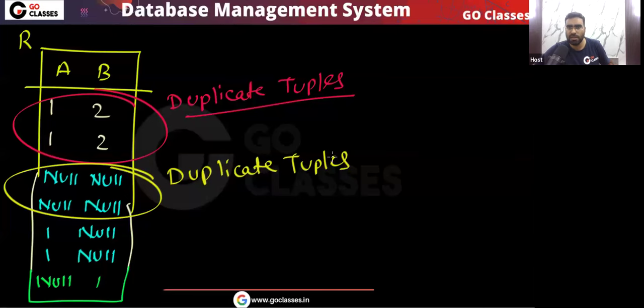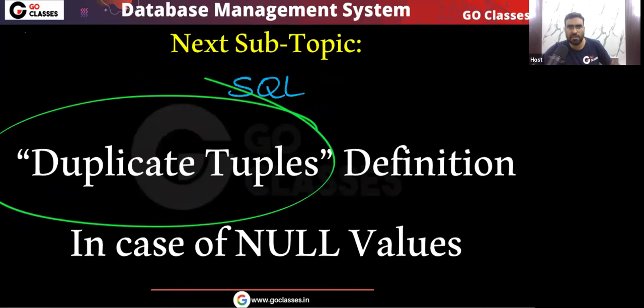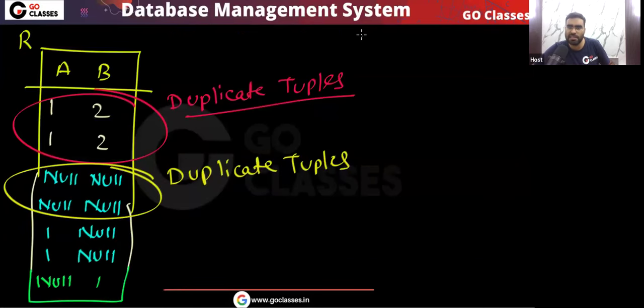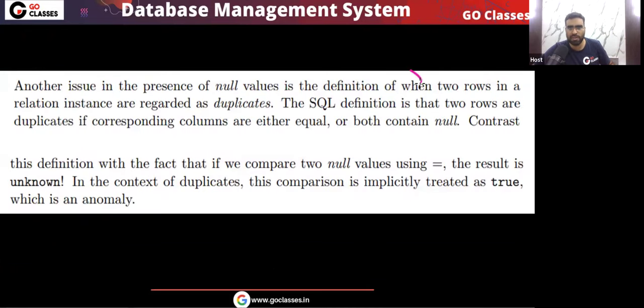See, let me tell you that the definition is like this. You can understand it like this: from the human eyes, what is looking duplicate, that is duplicate. Is this clear? See, this is the definition of duplicate tuples. You can see the definition of duplicate tuple is very simple.